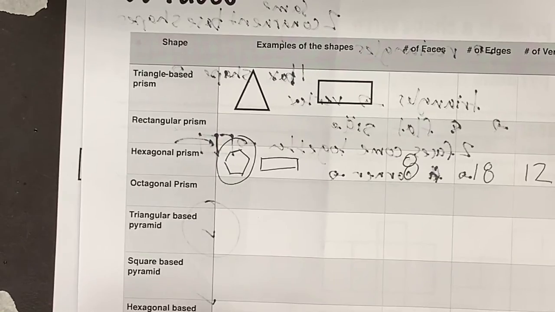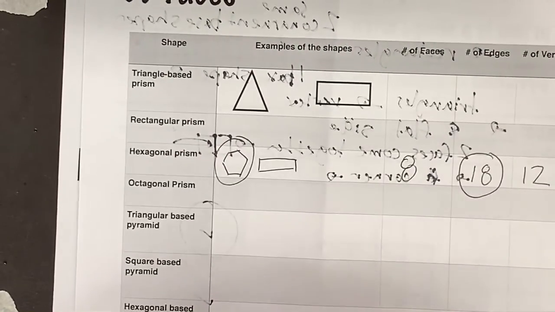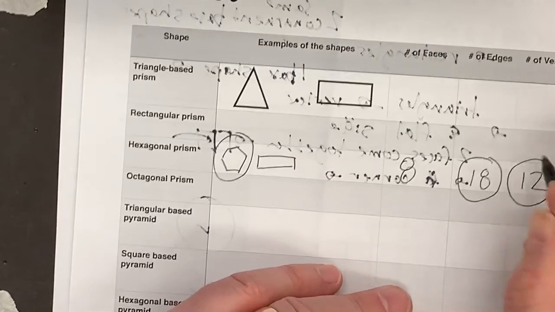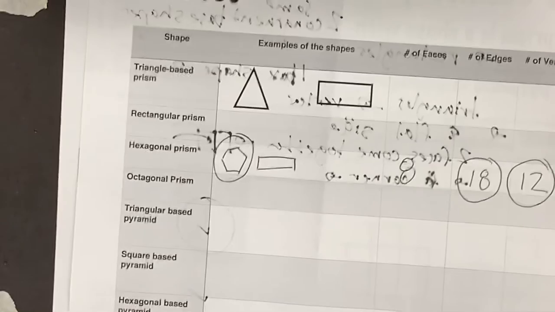The base has 6 corners, 6 sides. And then the edges is 18, which is 3 times 6. And the vertices are 12, which is 2 times 6. So for each one of these, there's kind of a bit of a pattern.